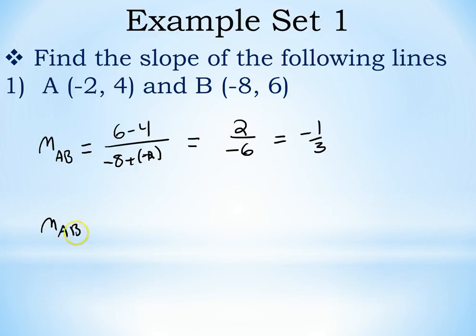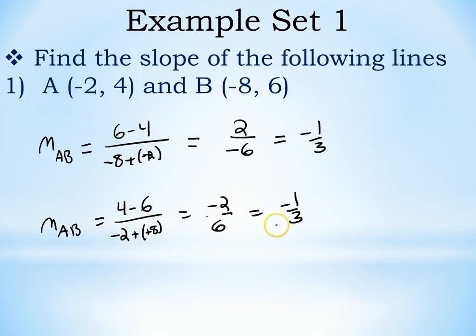Had I done it the other way around, 4 minus 6 up top, -2 minus -8, I get -2 up top, positive 6 on the bottom, still -1/3. So it doesn't matter, as long as you do the same order both ways. If we make this one y2, this one has to be x2. If we make this one y2, this has to be x2. The order must stay the same. Y minus y, x minus x.